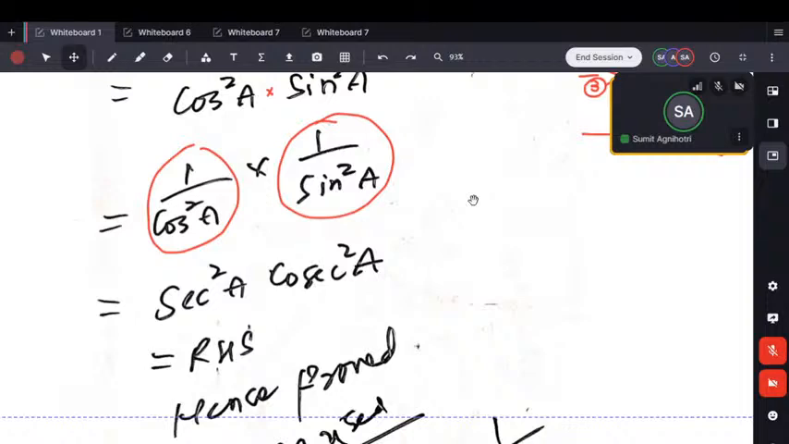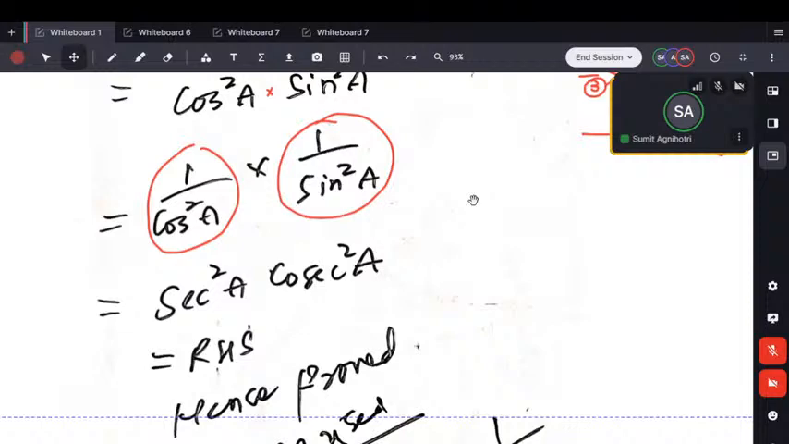Now come to the second question. These are identities we have used here. I have already indicated identities in the right side. You are also supposed to indicate them in the right side. Sec is 1 by cos, cosec square minus 1 is cot square, cosec is 1 by sine, sine square plus cos square is 1. These identities we have used in the question. Now let's consider the second question.